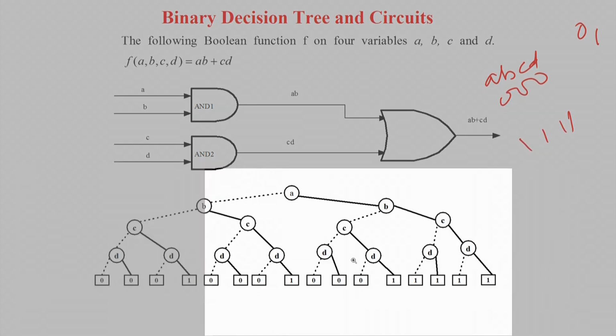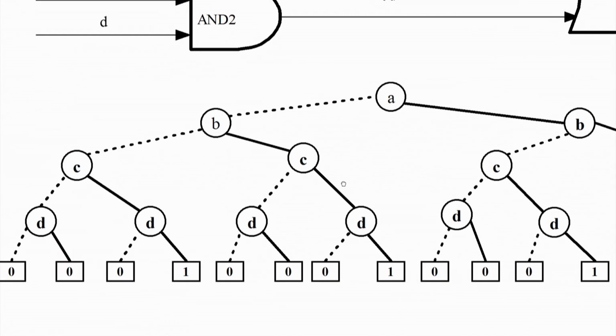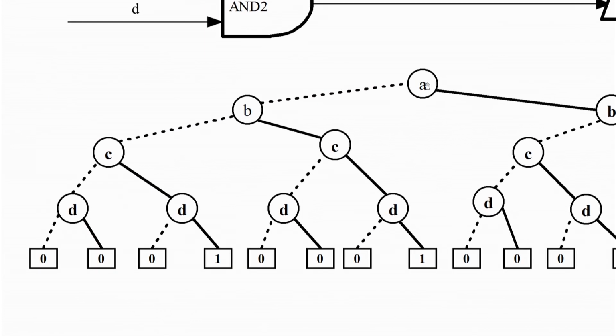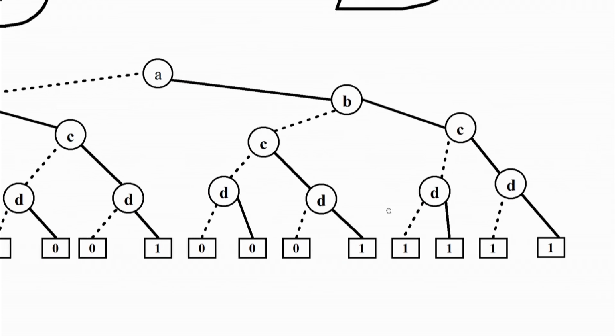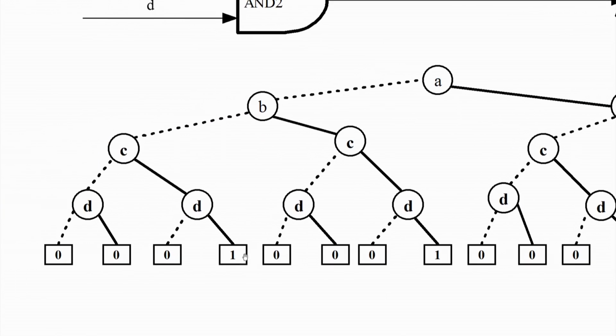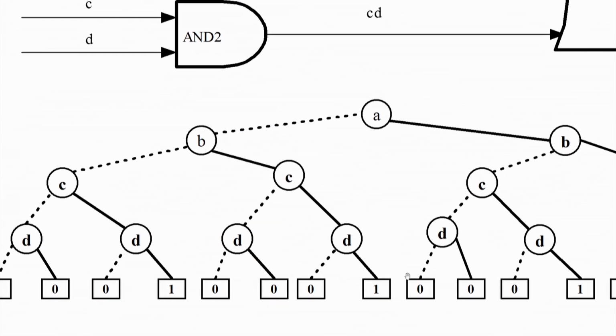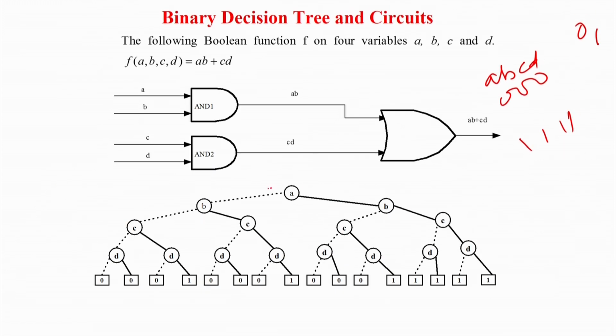It can also be represented as a binary tree, a standard data structure. We have the first variable A, the second B, the third C, and the fourth D. If A equals 0, I go this side, if A equals 1, I go this side. Then if B equals 0, I go this side, if B equals 1, I go this side. Similarly for C and similarly for D.